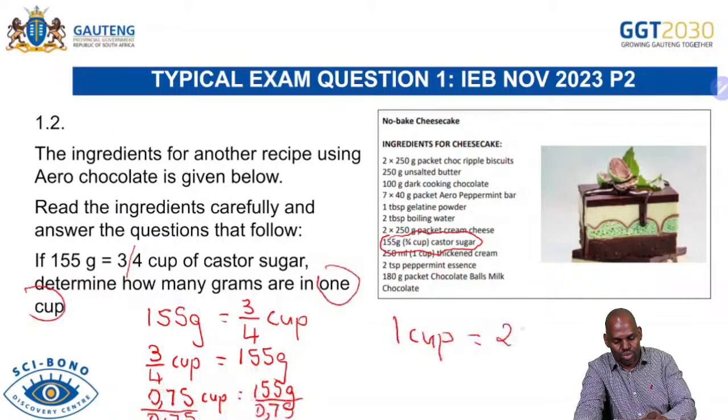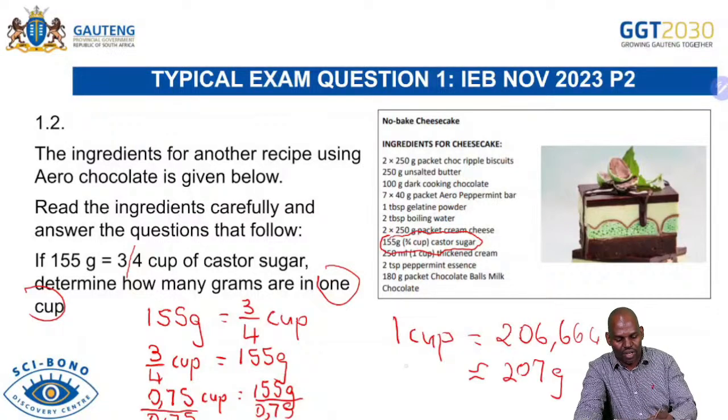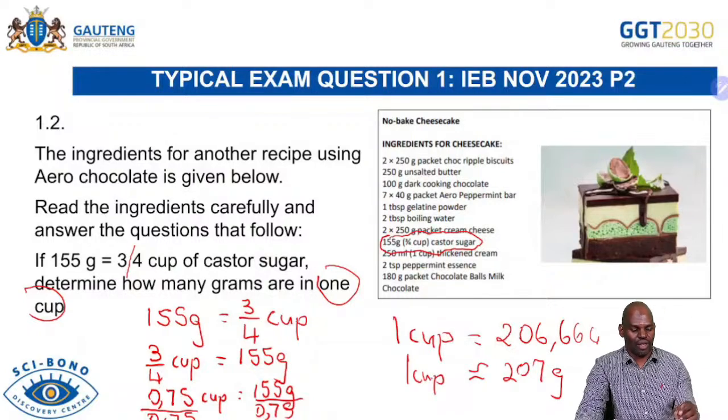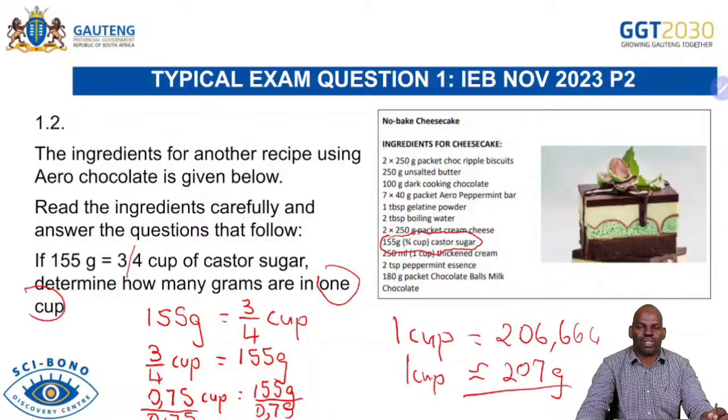So 206.6666. But remember, if you round it off, you can just say this is about 207. So 1 cup will be about 207 grams. Okay, initially it was given as 155 grams, which is 3/4 of a cup. Then they need to know 1 cup is actually equal to how many grams. So it's the same as 207 grams. Okay, that was question 1.2.